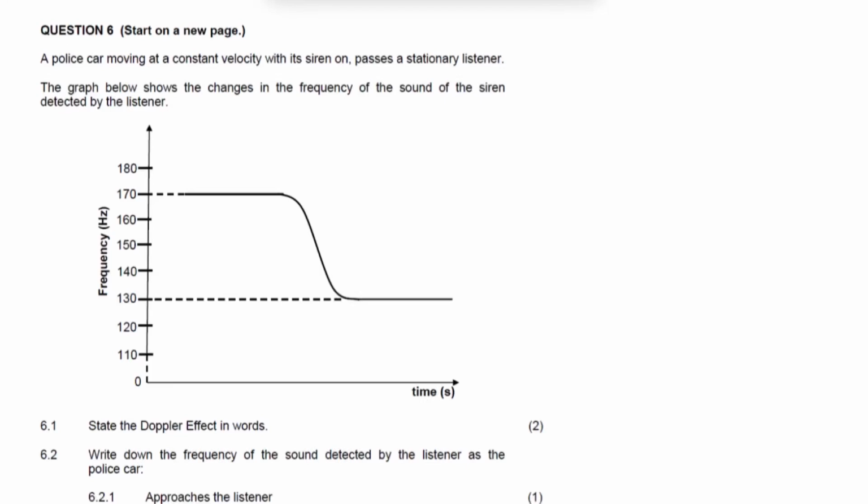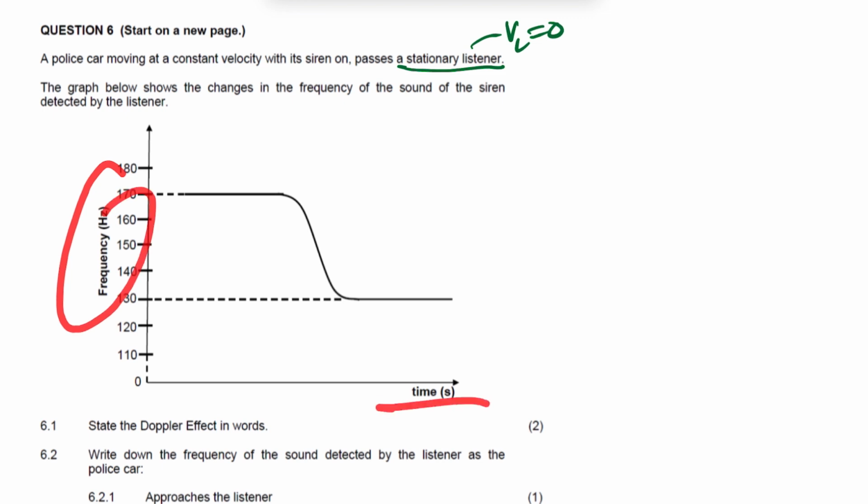Okay guys, here's another graph question of the Doppler effect. Let's cut to the chase. A police car moving at constant velocity with a siren on passes a stationary listener. The listener is stationary, so the velocity of the listener is 0. The graph below shows the changes of frequency of the sound of the siren detected by the listener. So this graph, guys, is a graph of the frequency of the listener versus time.